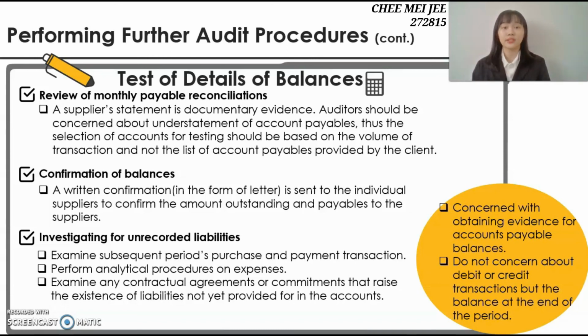The third test of the details of balance is investigating for unrecorded liability. It is investigated by examining the subsequent period purchase and payment transactions, which was already explained in the purchase and payment cut-off test. The second is by performing analytical procedures on expenses to determine any unusual reduction in expense, as it signifies the presence of unrecorded liability. For example, a 12-month rental expense only recorded for 11 months. Thus, there is an unrecorded liability for the last month of the period that should be accrued.